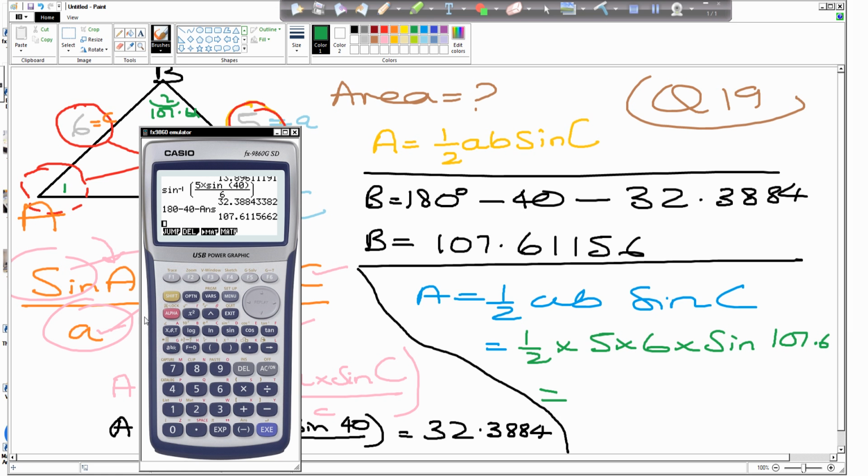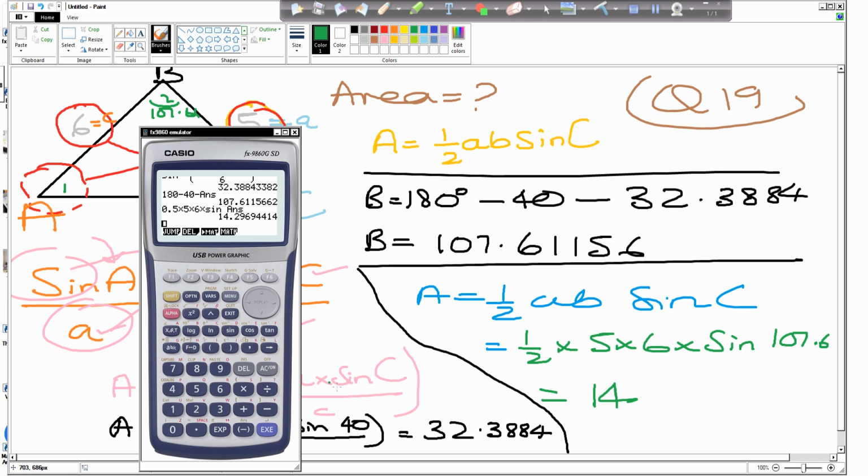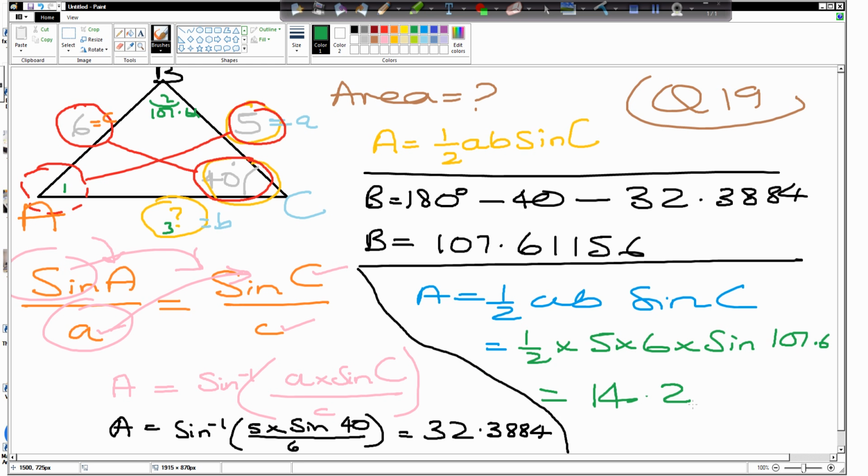So we grab the calculator and we do half, which is 0.5, multiply by 5, multiply by 6, times by the sine of the previous answer. Shift answer. 14.297. So the area will be equal to 14.2969. Okay, and we give that, for example, this area.